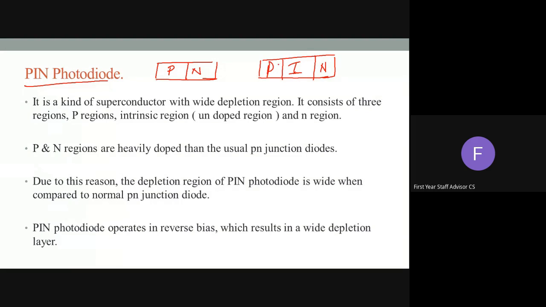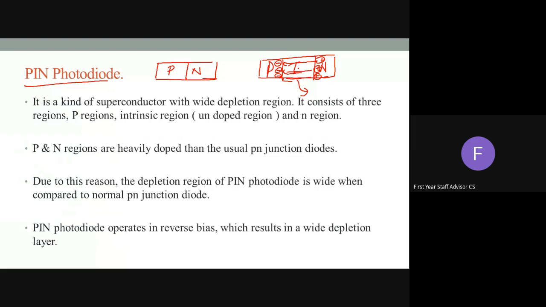Similar to that, negative immobile atoms will be created here, and positive immobile atoms, or pentavalent atoms, are created here. Then what happens? Then an electric field is created here. So that means a depletion region is formed between the n-type semiconductor and the p-type semiconductor.